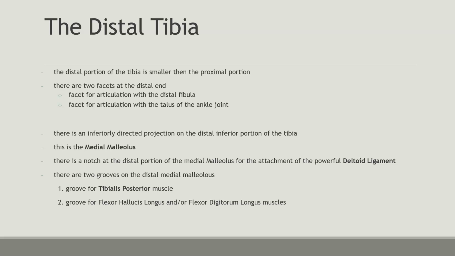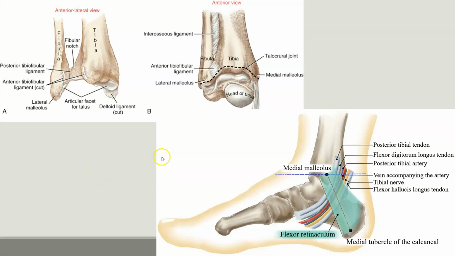There is a notch at the distal portion of the medial malleolus, and this is the attachment for an extremely powerful ligament called the deltoid ligament. And that is called deltoid because of its shape. So you can see it kind of hanging down here a little bit in this drawing, and you can see that it's been cut here and hanging down here. And we'll get into this ligament a lot more when we talk about the ankle joint itself, but at least you can see it here, and it's off of that medial malleolus.